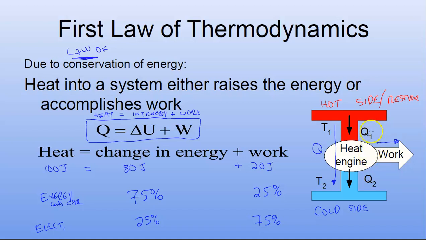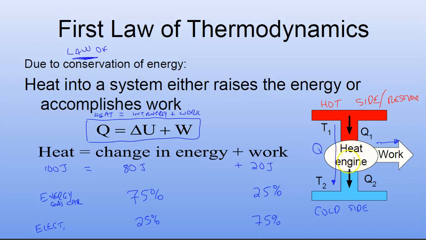Okay, Q1 is the amount of energy, the amount of heat that's traveling from the hot side to the object that's turning heat into work. We call that a heat engine. All right, the engine of your car is a heat engine because it takes heat, burning gasoline, and turns it into work.